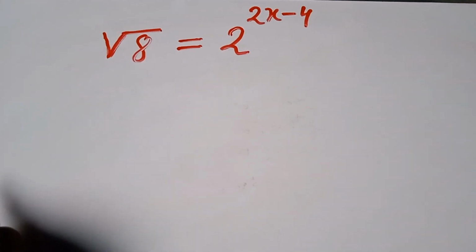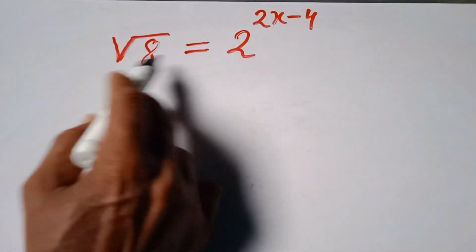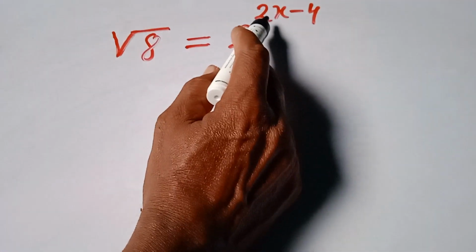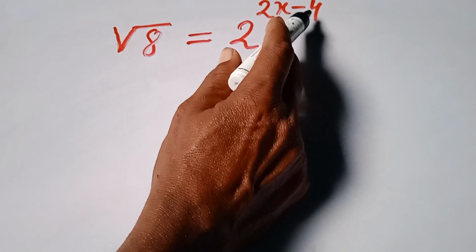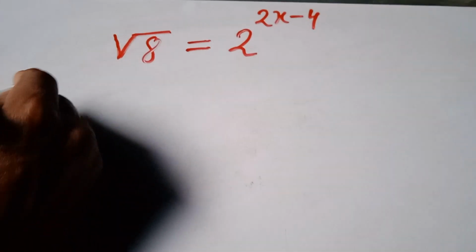A simple exponential problem. Root 8 is equal to 2 to the power 2x minus 4. Then the value of x is? Solution.